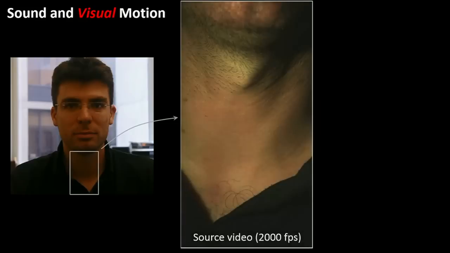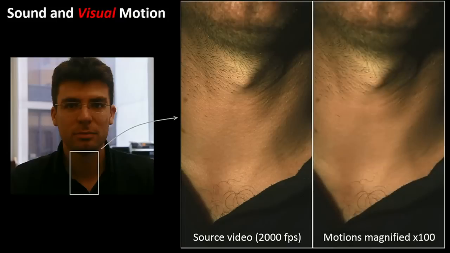And I took a high-speed video of my throat while I was humming. Again, if you stare at that video, there's not too much you'll be able to see. But once we magnify the motions 100 times, we can see all the motions and ripples in the neck that are involved in producing the sound. That signal is there in that video.